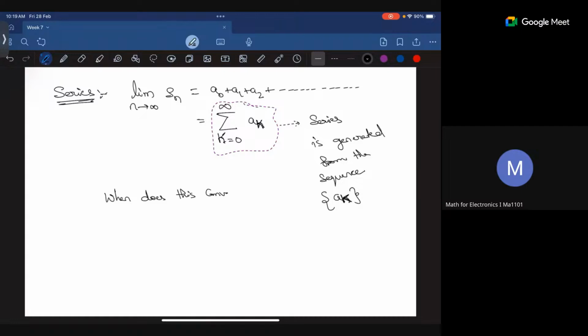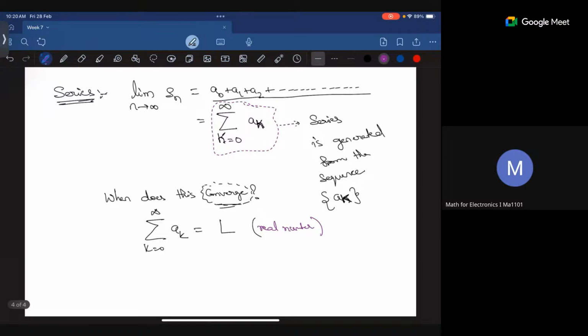when does this converge? And what do we mean by converge? Converge meaning, if you add up all the terms, is it going towards a unique real number, or is it going to infinity? So that is what this means. If it is a convergent series, then the summation from k equals 0 to infinity of ak will be some L, where L is a real number. Okay. So even though you are adding infinitely many terms, the sum is converging to a real number L. Such series are called convergent series.